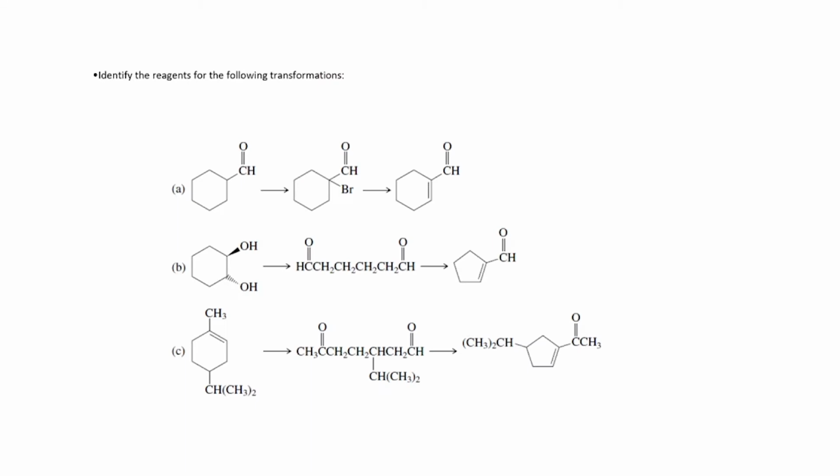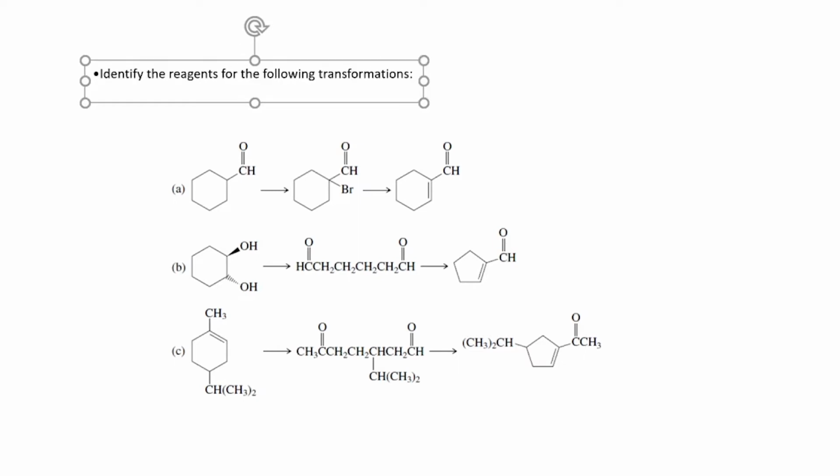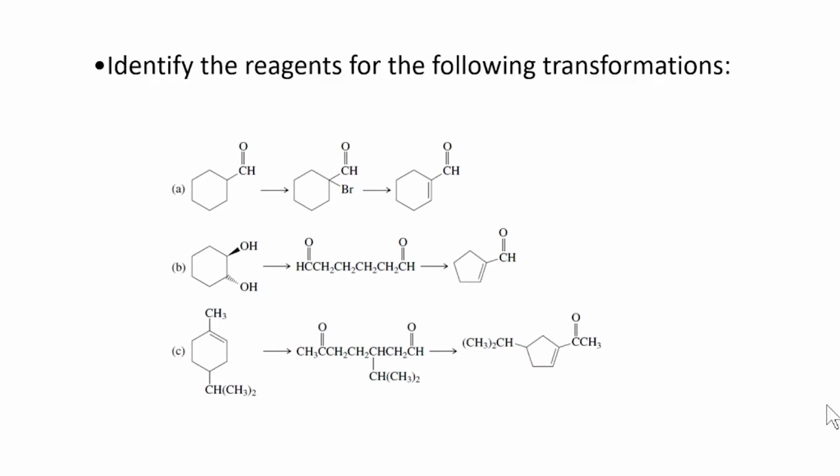Now let's move on to the next question, which is to identify the reagents for the following transformations. So the first question over here is if you take the ketone, and if you see here, there is an alpha bromo ketone that is produced, which subsequently there seems to be a loss of HBr to give you the aldehyde. We'll look at the other two shortly.